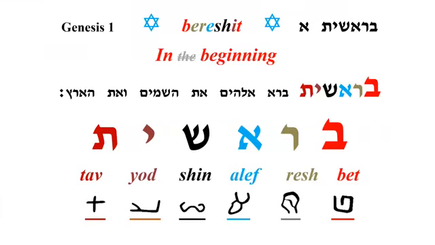Okay, so the first letter is bait, the second letter is resh, which is the head. So the first 2 letters, bait, resh, spell bar, which we know means son, right? And the third letter is an aleph. Beit, resh, aleph, son, aleph. That was God's letter. So the first 3 letters spell Son of God.